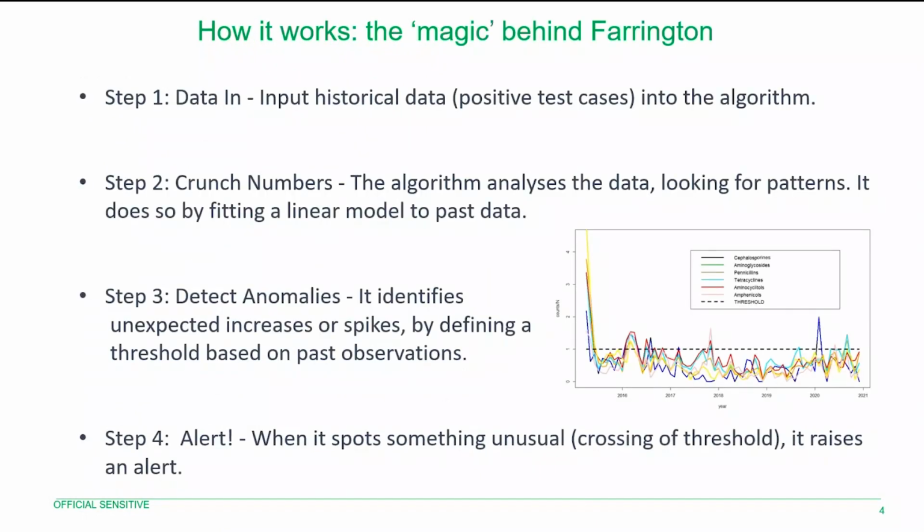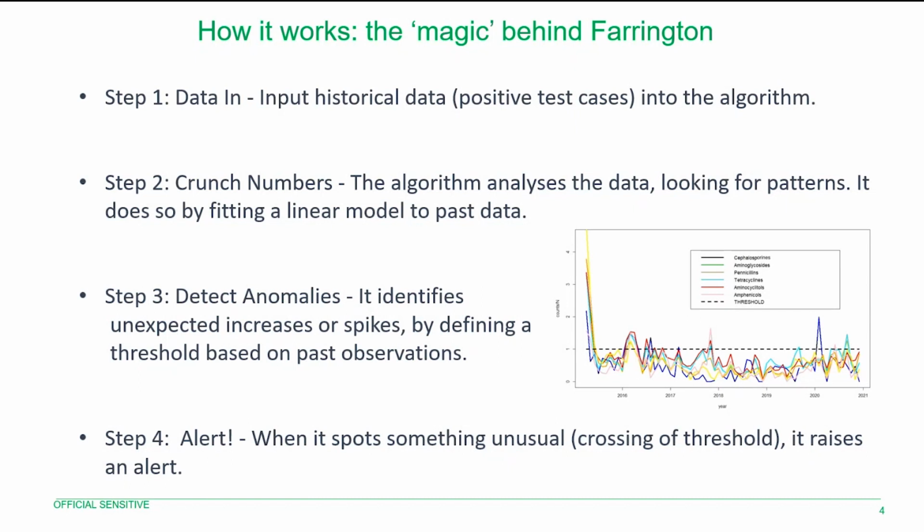To be more specific, how the Farrington algorithm works, it works essentially in 4 steps. In the first step, you feed historical data into the algorithm. So you will feed all your set of positive test cases. In step 2, the algorithm crunches the numbers, so analyzes the data looking for patterns. More specifically, what it does in this step, it fits a linear model to past data.